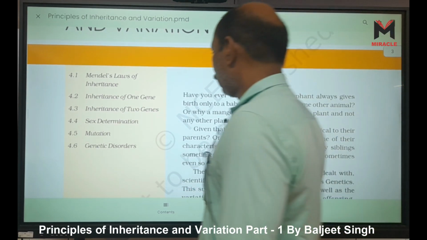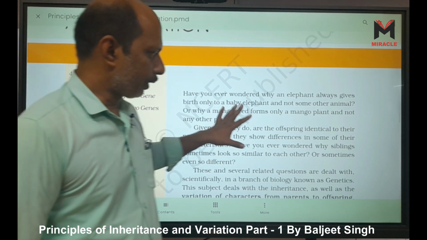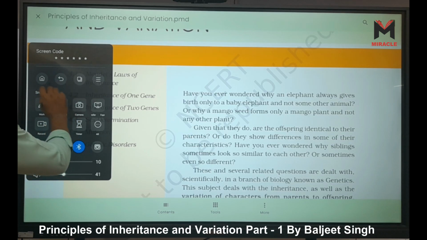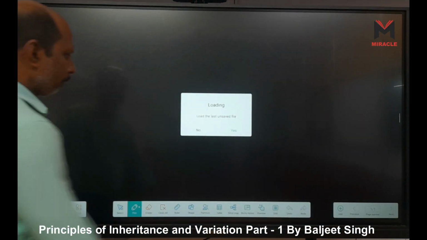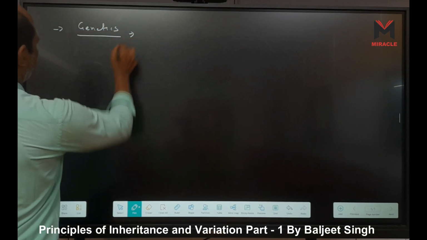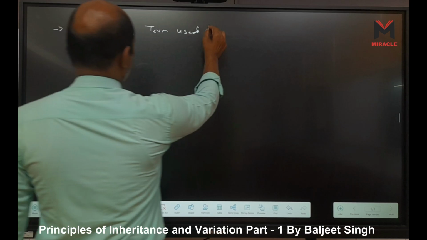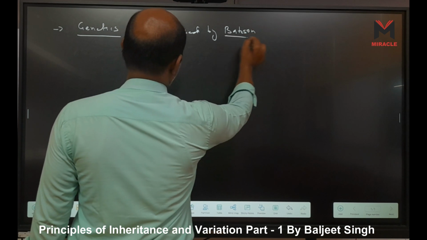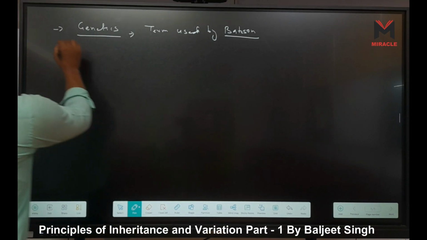So before starting this chapter, I think I have to tell you some important terms which are used in this chapter. First, genetics. This term was first used by Bateson, right? Full name is W. Bateson. Okay, Bateson. Second, what is genetics?